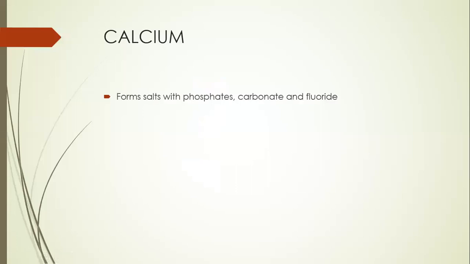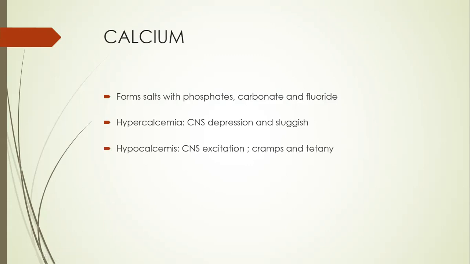The calcium will form salts with the phosphates, carbonates, as well as fluoride. And here you have to understand that if there is an increase in the calcium level, it leads to CNS depression, whereas a decrease in the calcium level leads to CNS excitation. CNS excitation can be elicited as cramps as well as tetany. It also affects the clotting factors. The prothrombin is activated by the presence of calcium and converted into activated thrombin. So calcium is very important for the formation of thrombin and the clotting cascade.